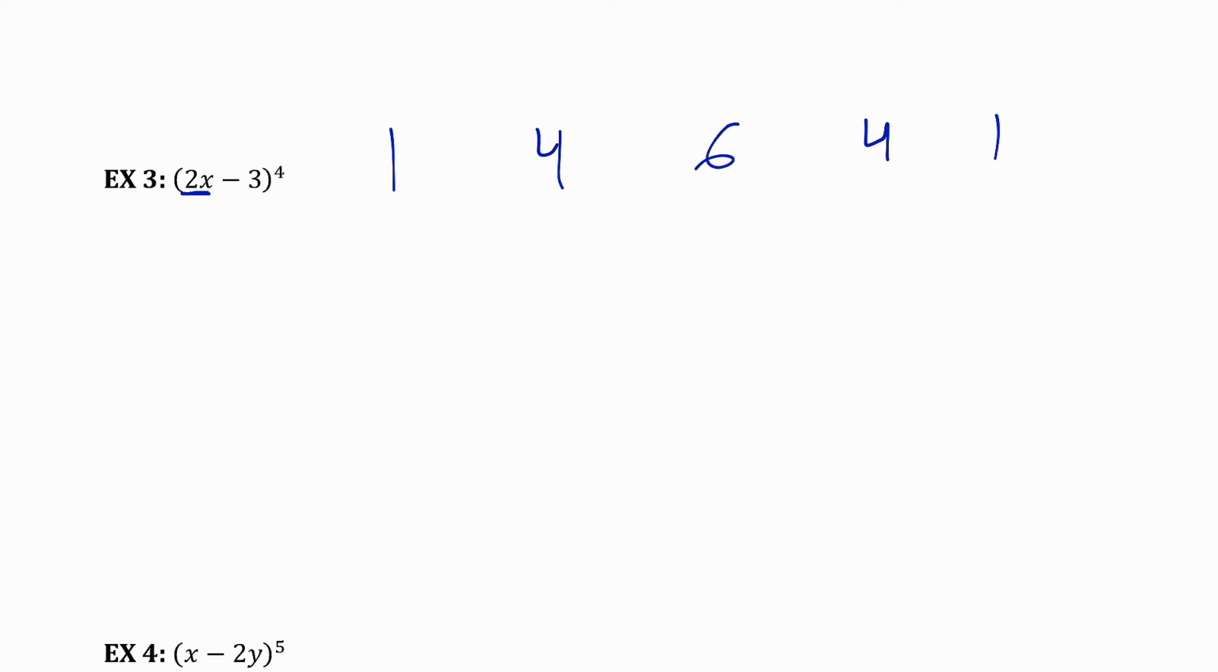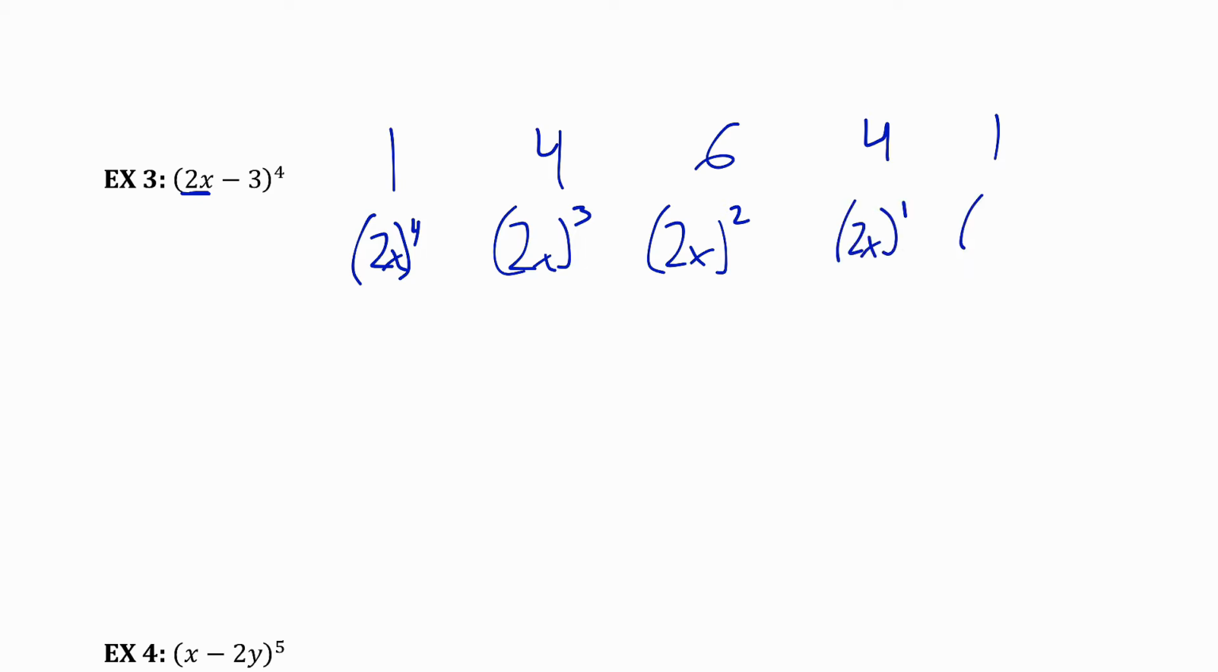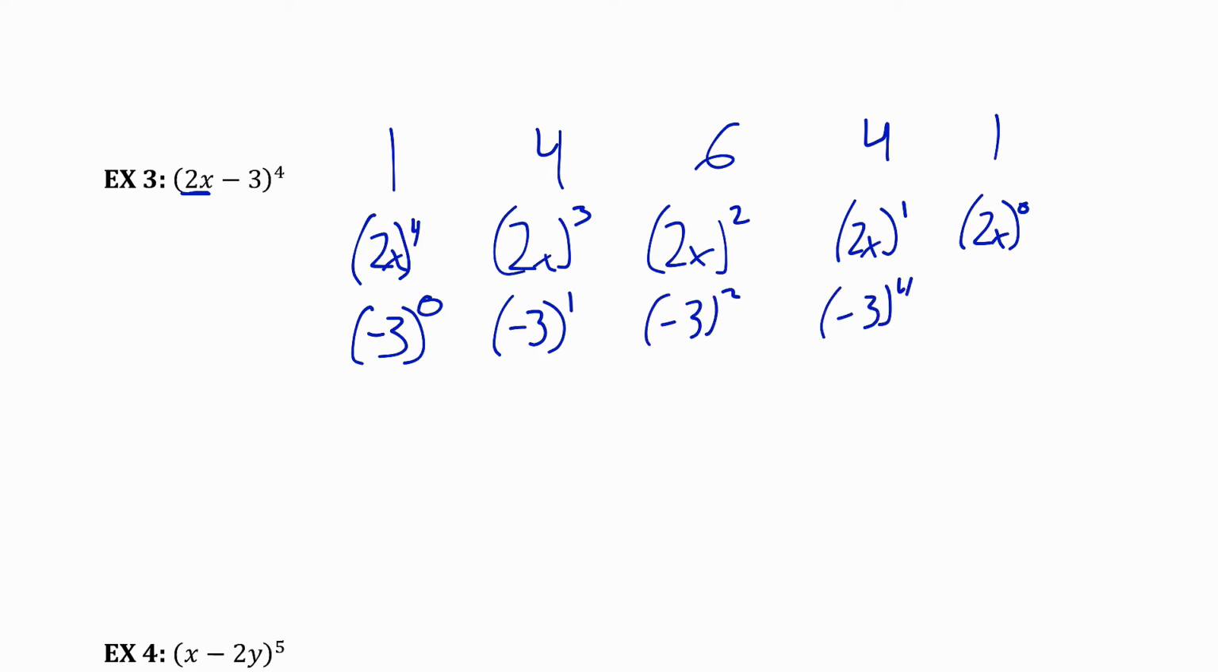Next up, we're going to take that first term, the 2x, and start with the highest exponent. So we're going to go 2x to the fourth, and put that in parentheses because we're raising the whole thing to the fourth, not just the x. So we got 2x to the third next, then 2x squared, 2x to the first, and then finally 2x to the 0. Then we're going to take that minus 3, do the same thing, but instead of starting with the highest exponent, we're going to start with 0 and work our way up. So negative 3 to the 0, negative 3 to the first, negative 3 squared, negative 3 to the third, and negative 3 to the fourth.